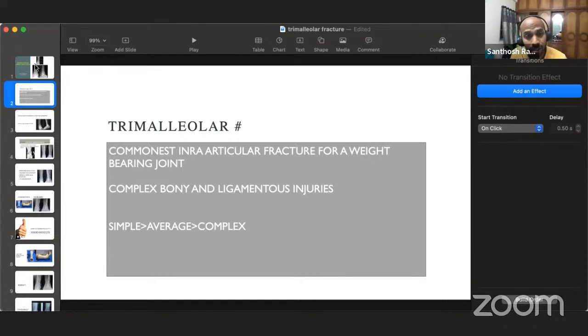And it contains a complex array of both bony and ligamentous injuries. They're not just limited to the fractures. And the simpler fractures, like isolated malleolar fractures, lateral malleolus fractures, or medial fractures, are more common than our bimalleolar and our trimalleolar fractures.